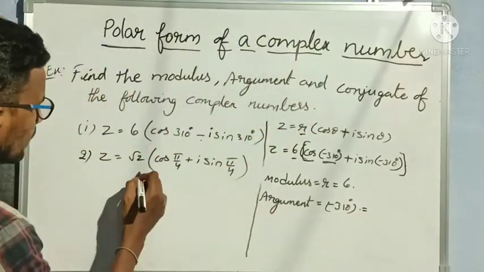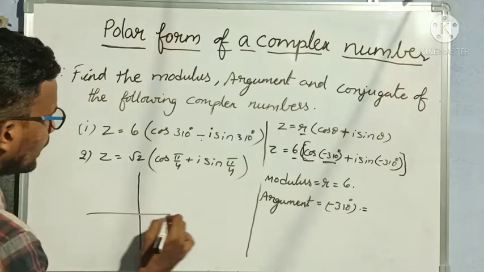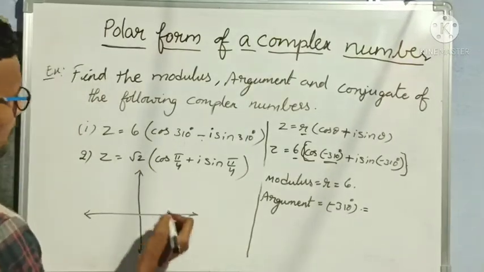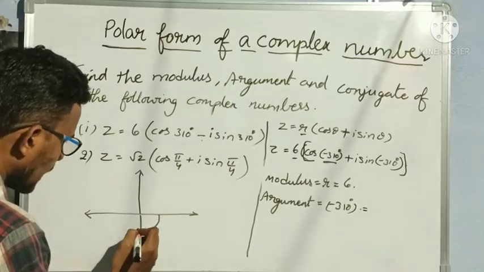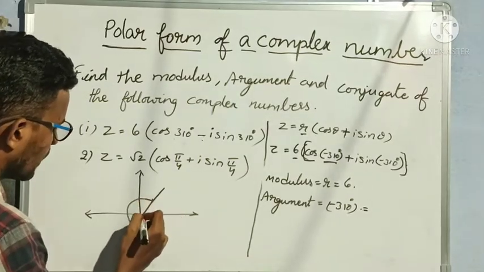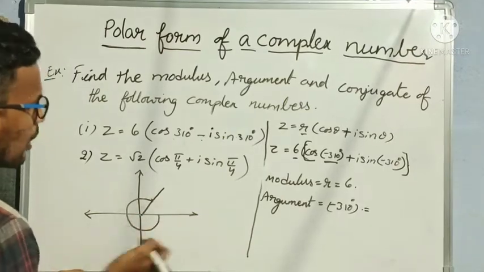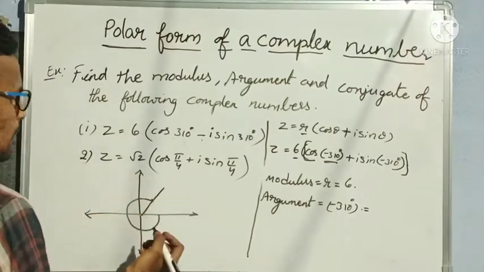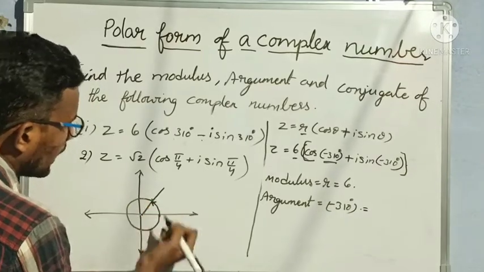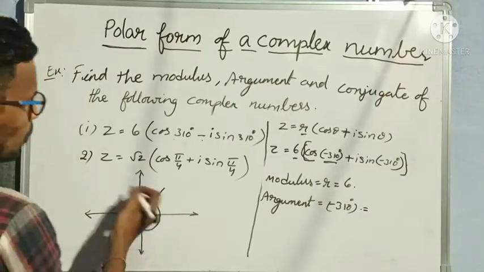See here, if I take this coordinate axis, minus 310 degrees means I am moving in the clockwise direction up to here like this. Yes, negative means clockwise direction, positive means anti-clockwise direction. Instead of moving from here to here, can I move from here to here directly? Yes, that too in the positive direction.